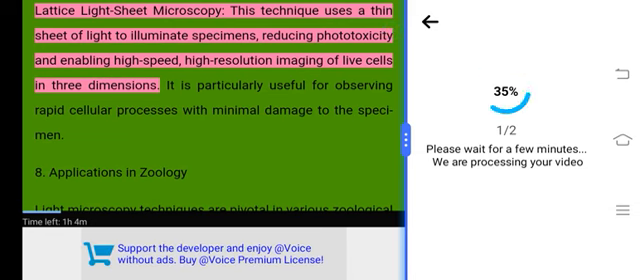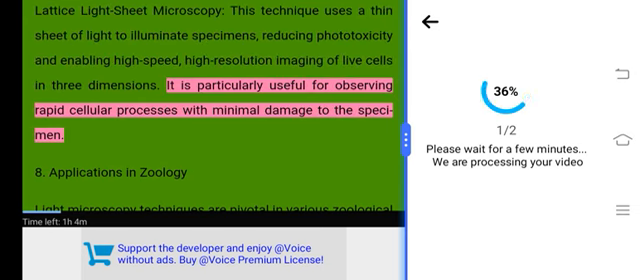Lattice light-sheet microscopy. This technique uses a thin sheet of light to illuminate specimens, reducing phototoxicity and enabling high-speed, high-resolution imaging of live cells in 3 dimensions. It is particularly useful for observing rapid cellular processes with minimal damage to the specimen.